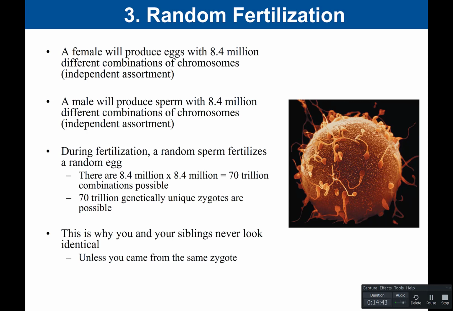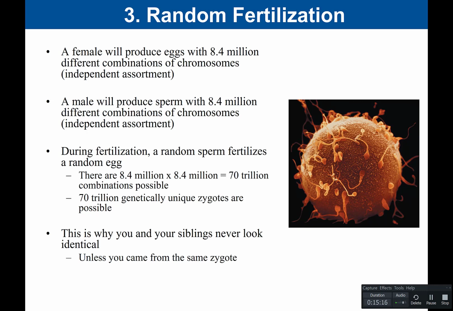And so because of this random fertilization, if you think about all the different possibilities, if the egg has 8.4 million different combinations and the sperm has 8.4 million different combinations, by random fertilization, there are 70 trillion unique combinations possible. So think about that for a minute. 70 trillion. This is why you and your siblings are not identical, unless you are an identical twin.